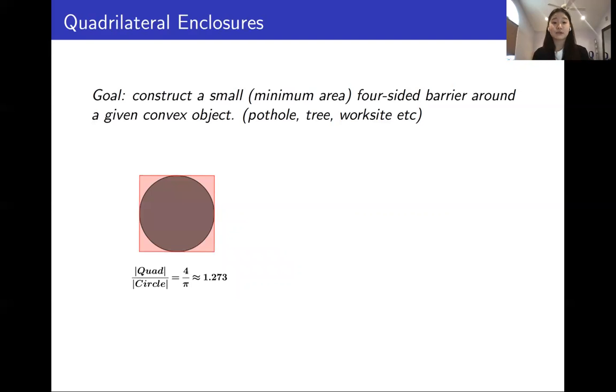So let's take a few examples to understand what the situation is. Now, our goal is to construct a minimum area 4-sided barrier around a given convex object. First, if the object is a circle, the optimal quadrilateral enclosure is a square, and the ratio is 1.273.